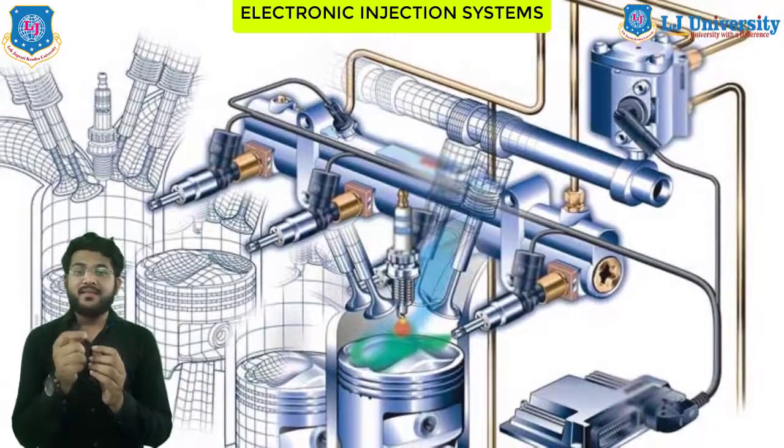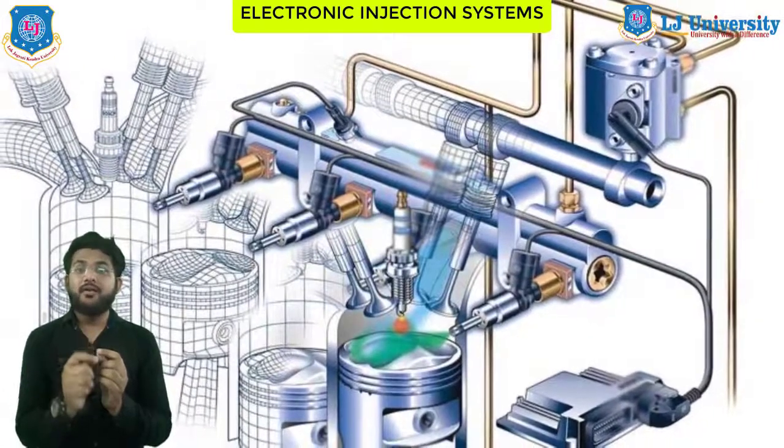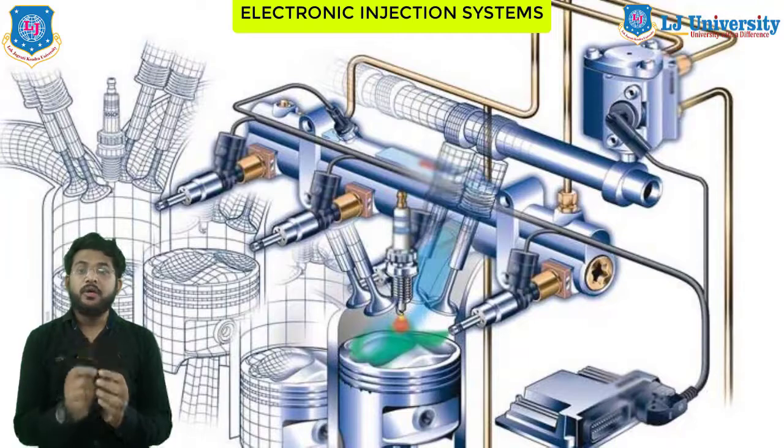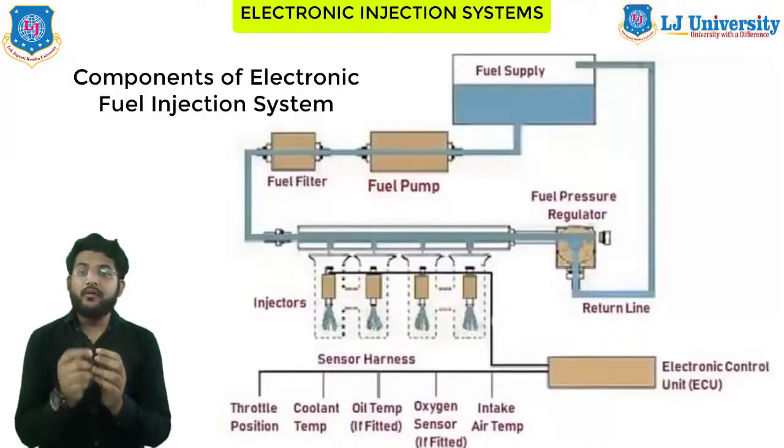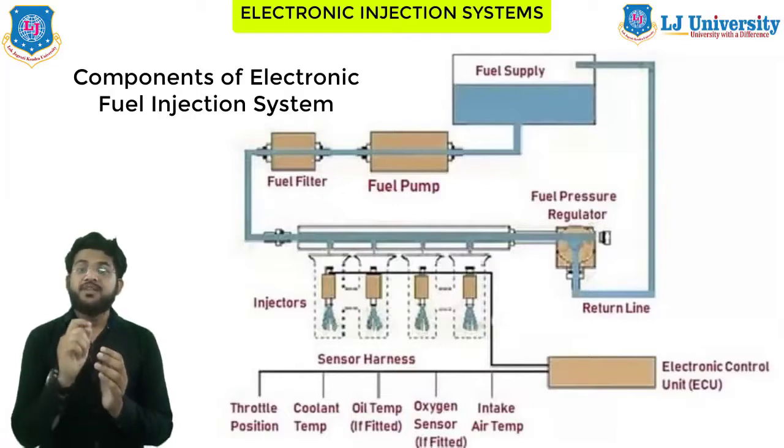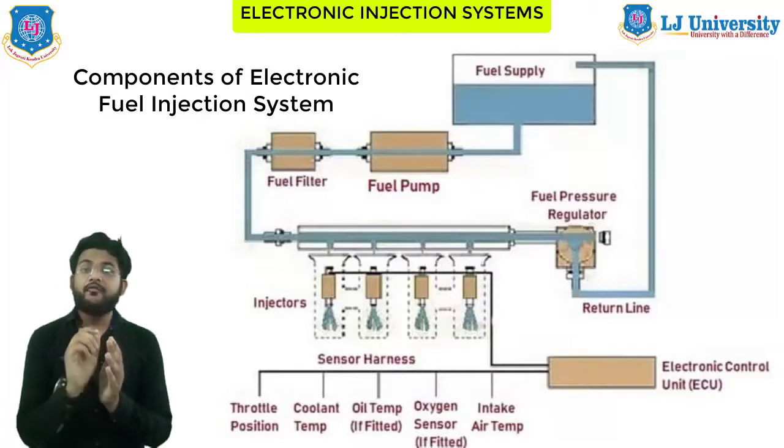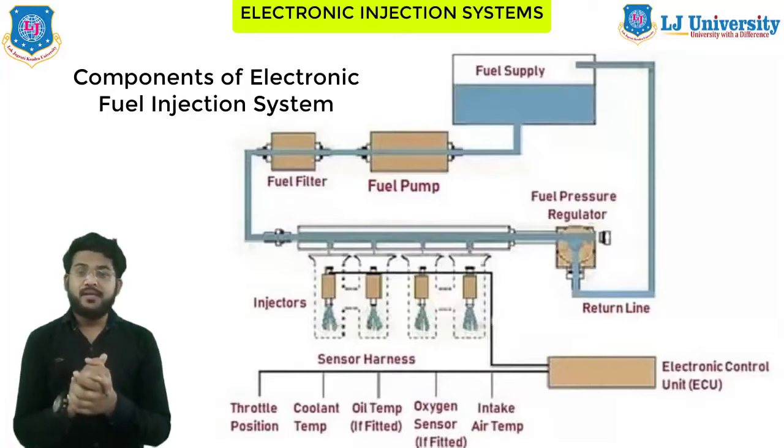First, let's see the architecture of the electronic fuel injection systems. The components include sensors, the electronic control unit, that is ECU, the check engine light, or service engine soon light, and thereafter fuel injectors and the fuel pump. Let's discuss all of them one by one.